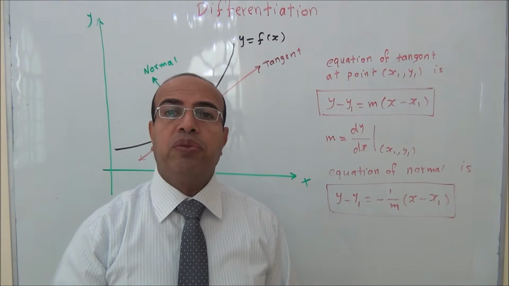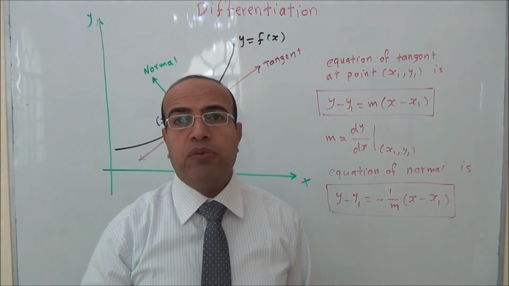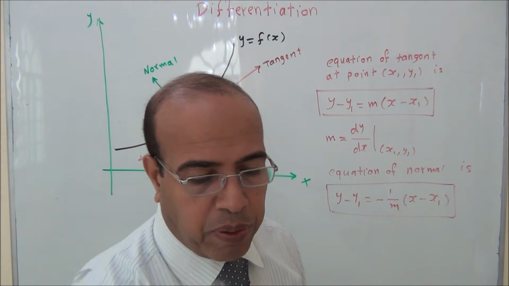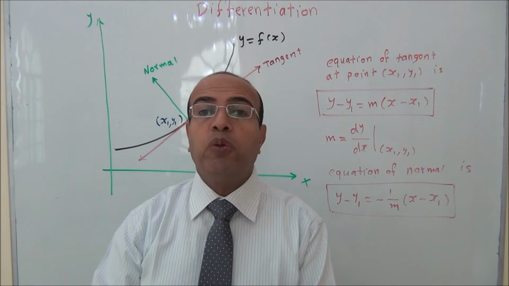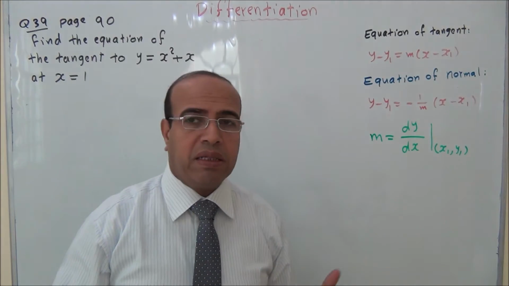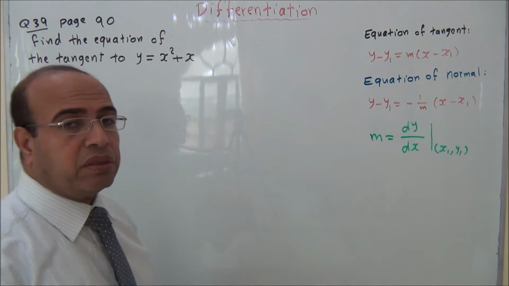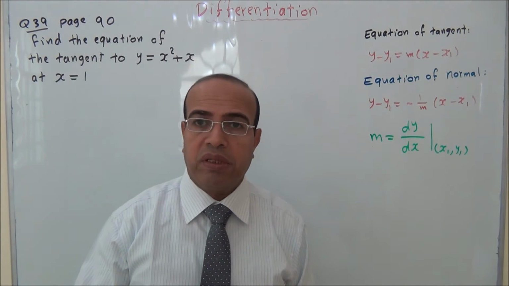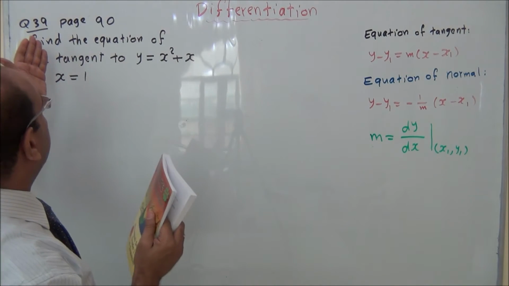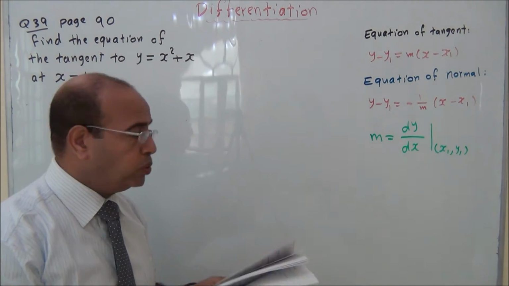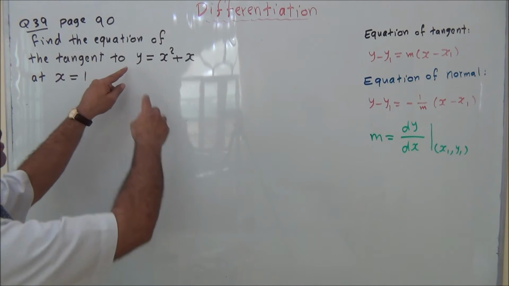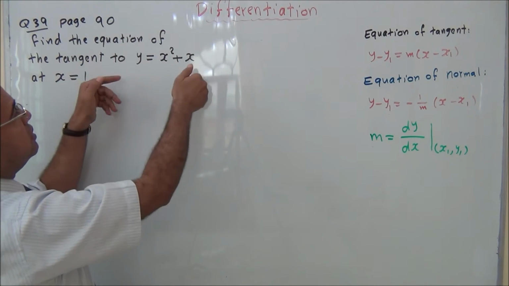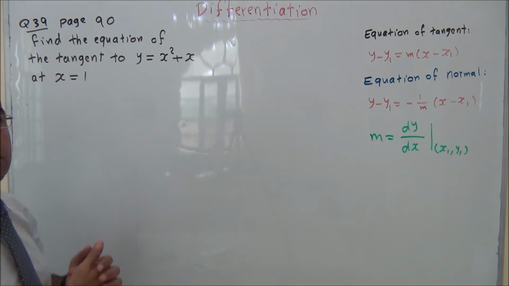Let us go to the past paper question, and we take questions from past paper. This is examination exercise 2 in the future series, question number 39. Let us see this question from past paper exams. Question 39, page 90 in the future series. Find the equation of the tangent to y equals x squared plus x, this is the curve, at x equals 1.